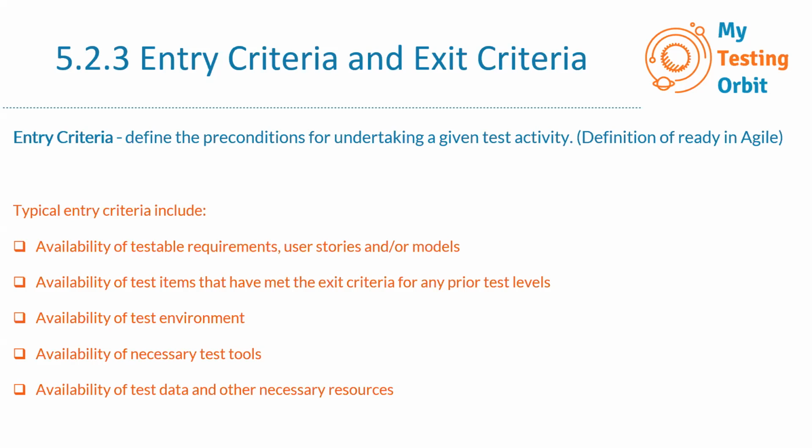Then the next one is availability of test environment. What kind of test environment do we need for our test activities? If there is a specific requirement and we don't have that test environment available, then we need to make sure that it's there. The next one is availability of necessary test tools. Whatever kind of testing you are doing, whatever tools you need for those test activities, those tools need to be accessible. You need to have those test tools so that you can start your testing.